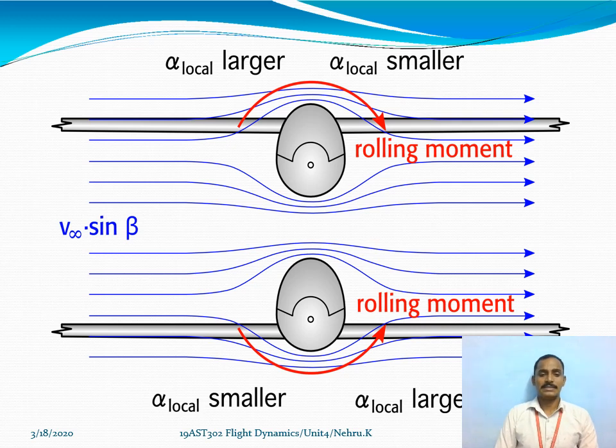So by seeing this rolling moment figure on the high wing configuration, the alpha is larger on the starboard side and the alpha is smaller on the port side. Whereas in the low wing configuration, the alpha is smaller on the starboard side and larger on the port side.